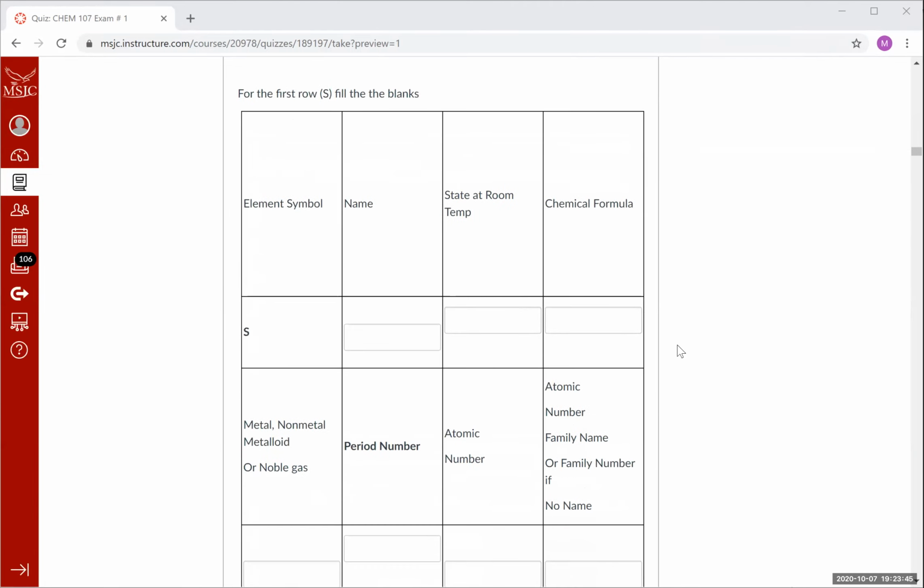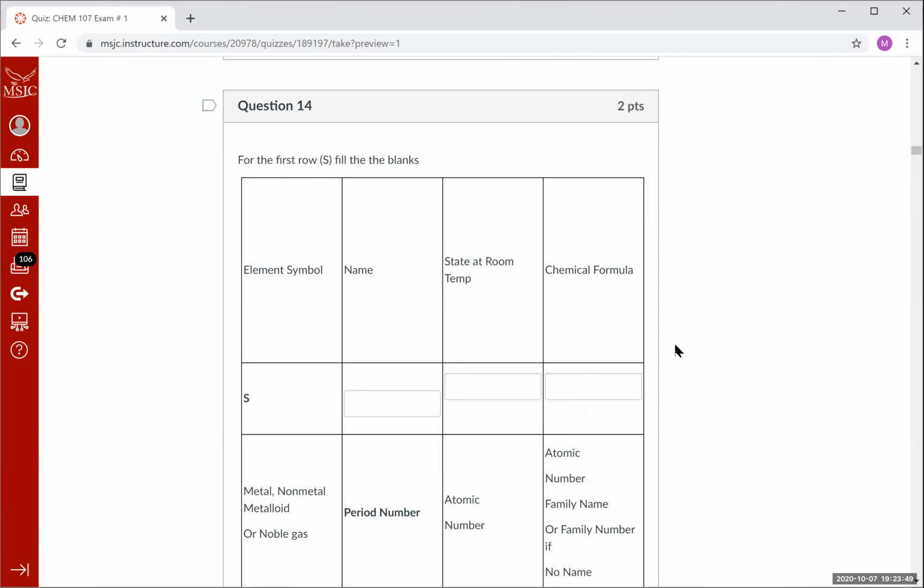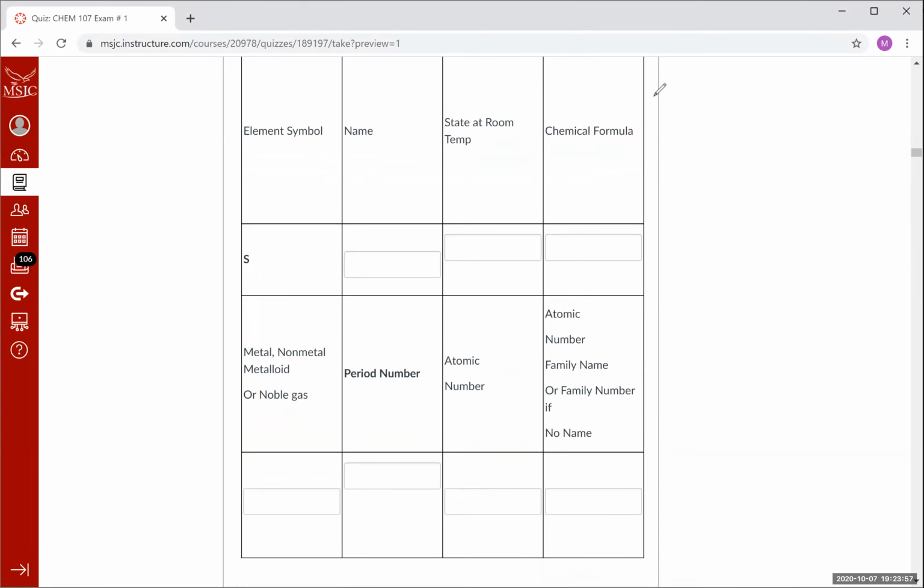Okay, so we're asked to fill in the blanks. We're given the symbol for sulfur, and we're asked to fill in the blanks in this table. So S corresponds to sulfur.